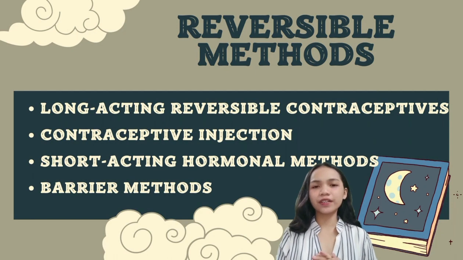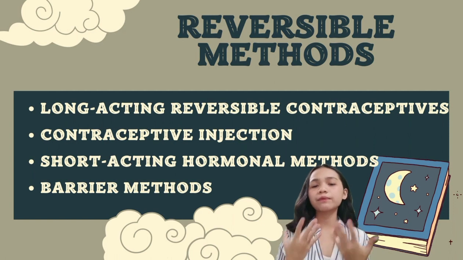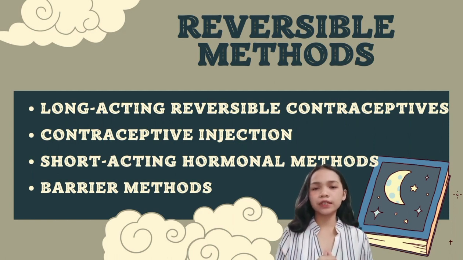So let's tackle first the reversible methods. In reversible methods, we have the long-acting reversible contraceptives. These contraceptive methods allow individuals to prevent pregnancy for multiple years. Also, we have the contraceptive injection. We have short-acting hormonal methods, which alter ovulation, so there's no release of an egg. We have barrier methods, which block the sperm from reaching and fertilizing an egg.